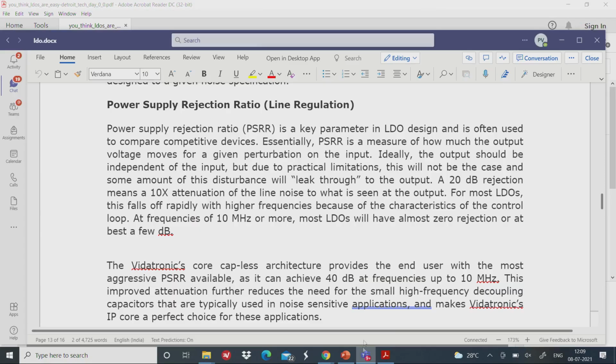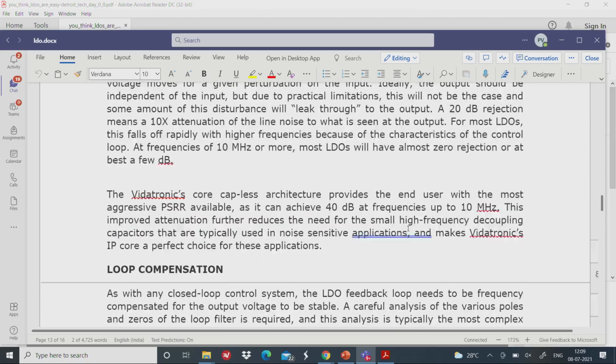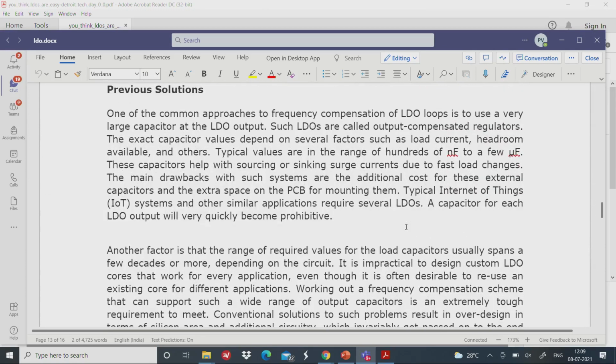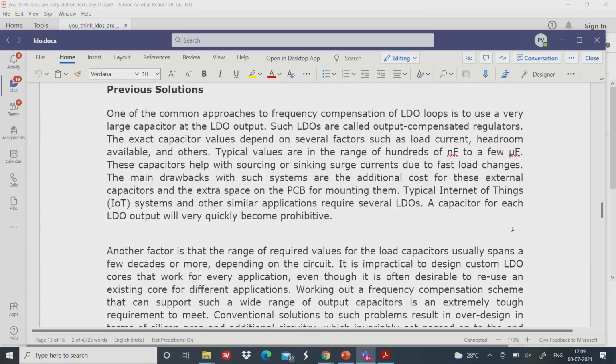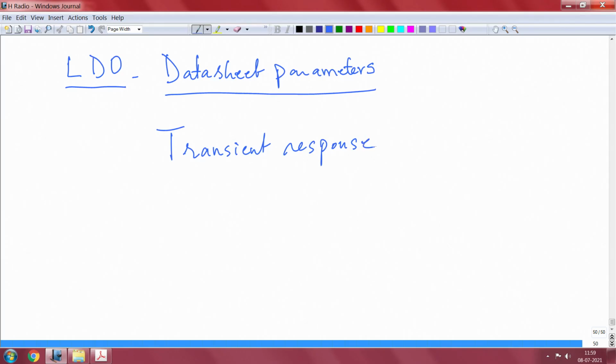Alright, so we will close the discussion there, but we will move on to other important aspects of an LDO, and we will look at what is known as transient response. I want to point you to the understanding of this transient response. See, transient response is the effect on the LDO's output.